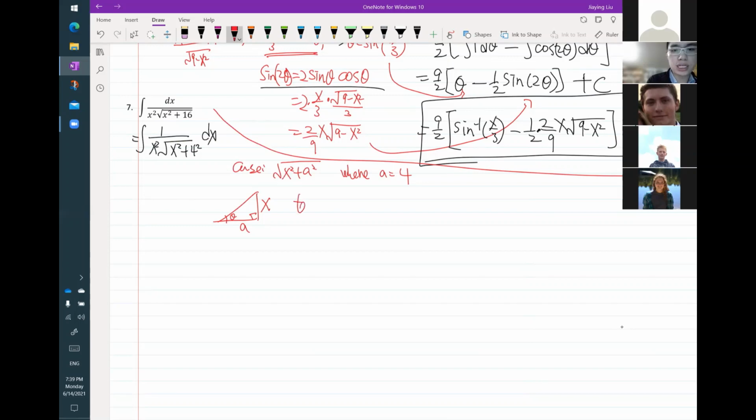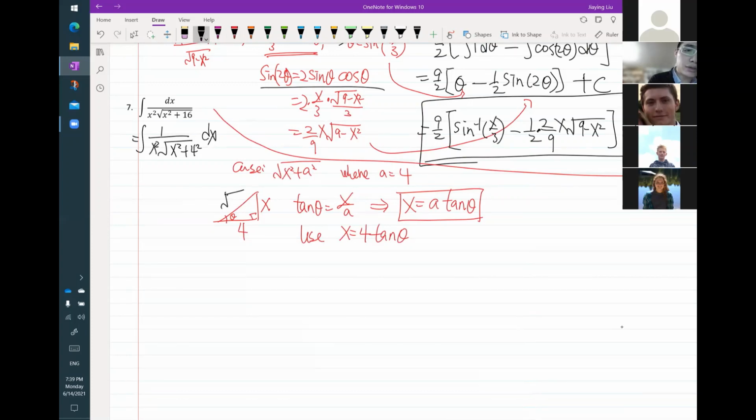From here, we can just say tangent of theta equals x over a. Solve for x: x equals a times tangent theta. So that's the substitution we're going to use for x, and in this example, a equals 4. So I'm going to use the substitution x equals 4 times tangent theta. And I can find the hypotenuse, which is the square root of x squared plus 4 squared, 16, which we're going to use at the very end. So I have x equals 4 tangent theta, and then I can find the derivative dx, which is 4 times the derivative of tangent, secant theta squared d theta, and I need that.